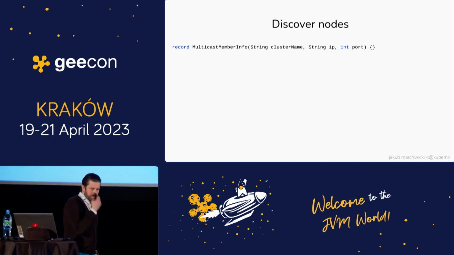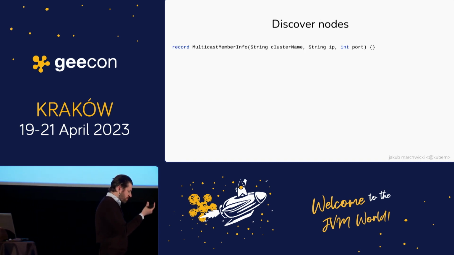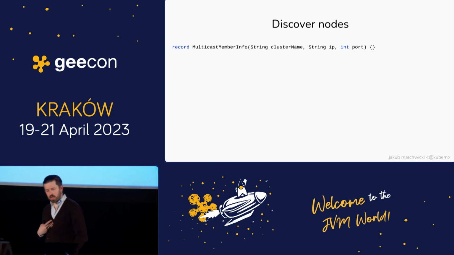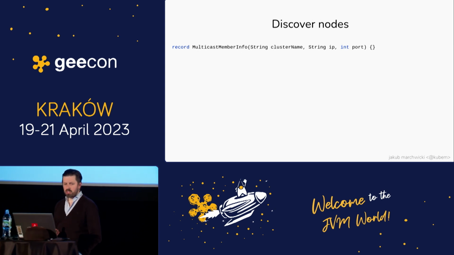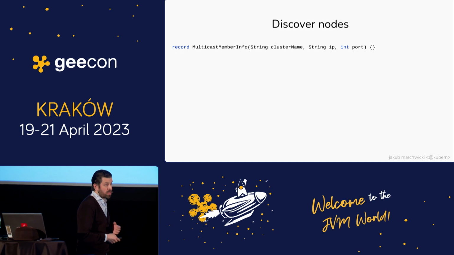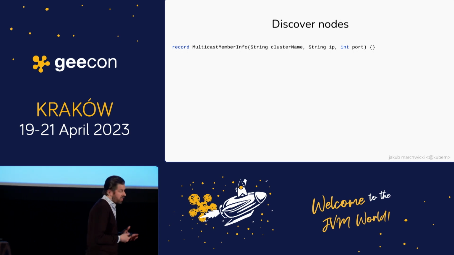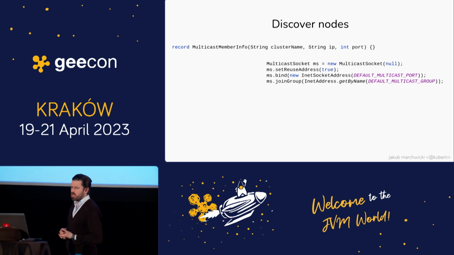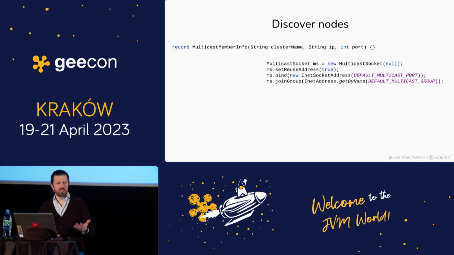So what do we have? We need some type of data structure that will contain our local IP address and port. I'm also using a cluster name just to be able to distinguish logically different clusters, unless we want all nodes in the same cluster, then that's not needed. And then we create a multicast socket where we start sending data.